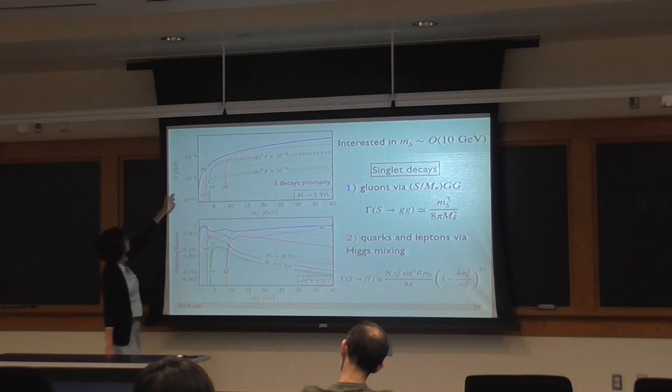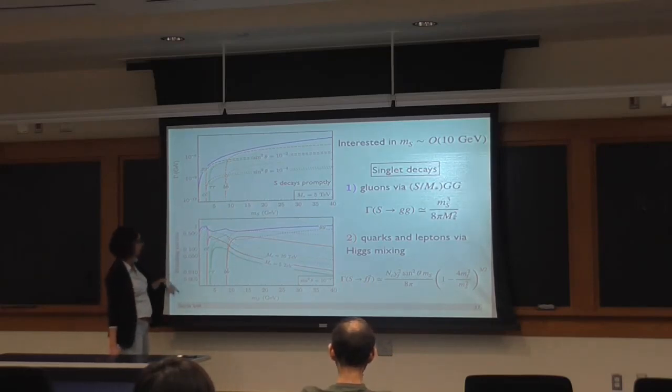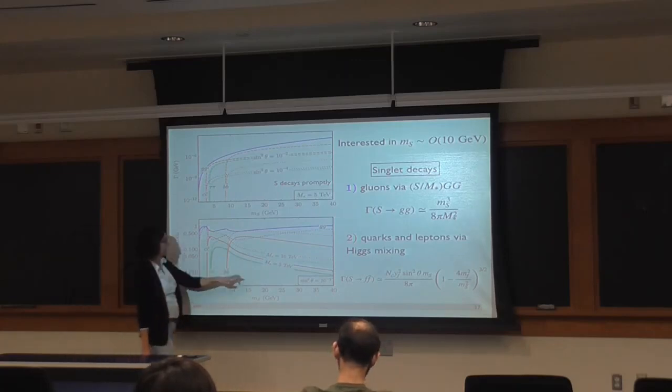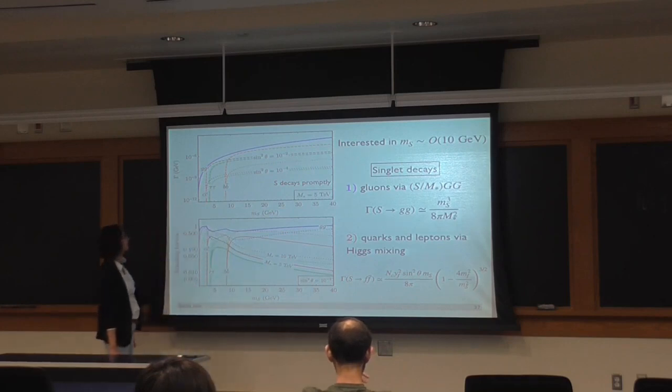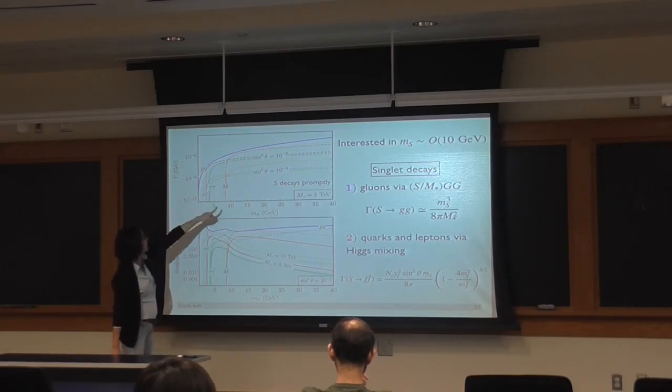So here the first plot is the decay width of the singlet field versus its mass. And the lower plot is the branching fraction to certain final states for different singlet masses. Here theta is not the QCD angle, theta is the mixing angle between the singlet and the Higgs. So you can see the gluon decay width is much larger than other decay widths.